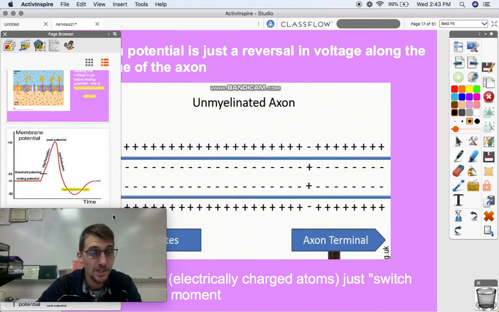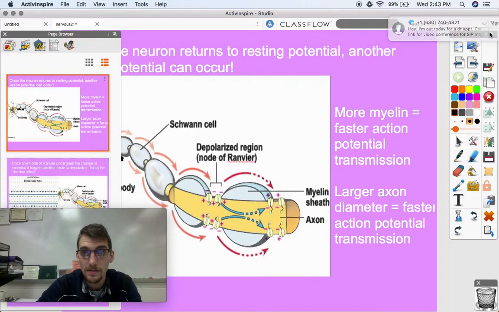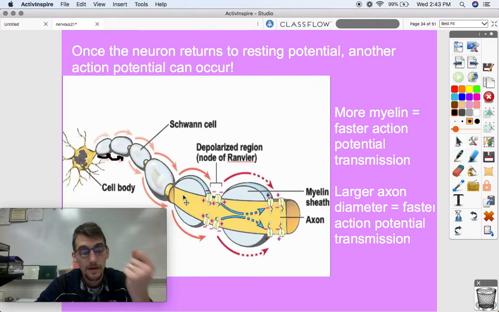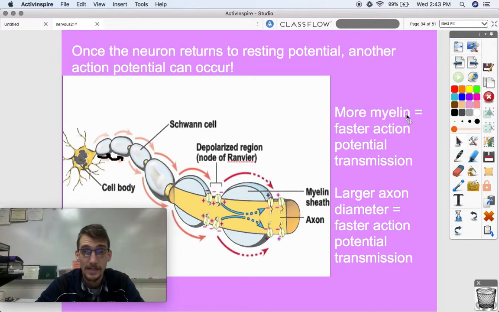That myelin sheath, which we looked at in our last video when we were taking a look at the anatomy of the neuron, is really helpful for insulating and helping transmit those signals faster. The nodes of Ranvier are where this switch is really going to be happening. The other thing that's going to make an action potential go faster from one point to the next is a larger axon diameter. The larger the axon diameter, the faster the message is going to go through as well.